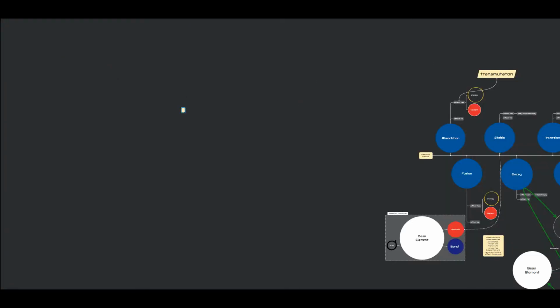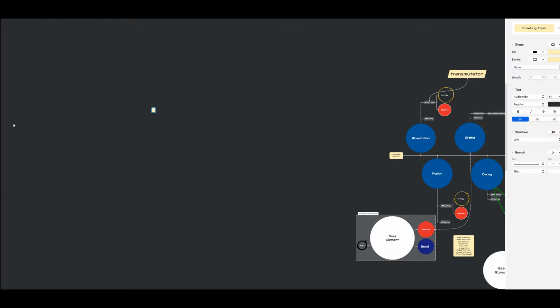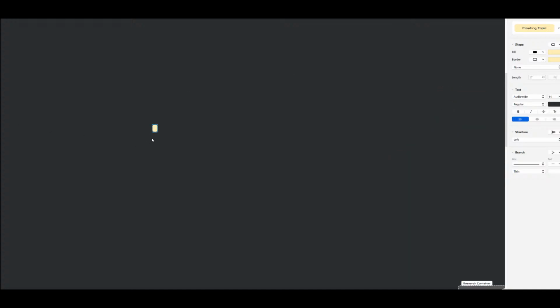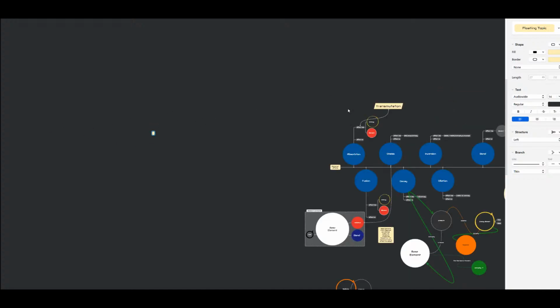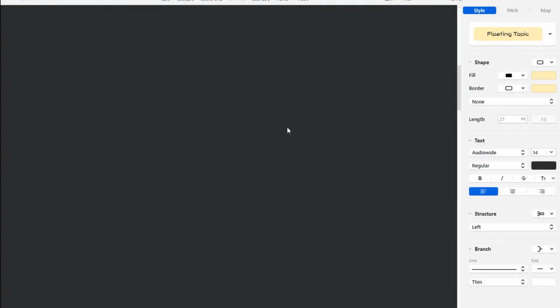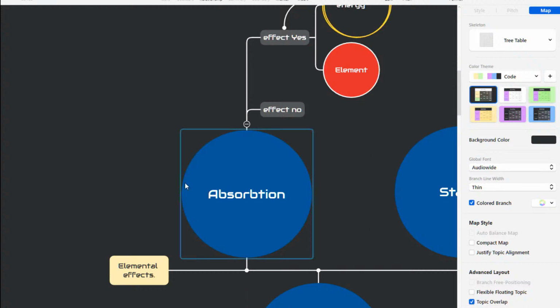Okay, let me check this format. I'll change it there. Yeah, there we go. It's too big, it's too small.